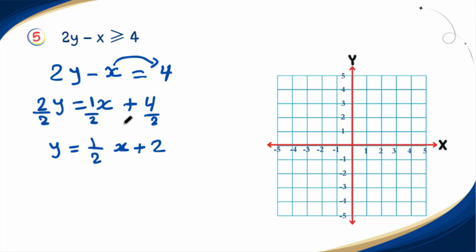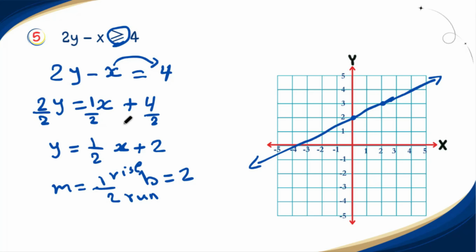Now the slope here will be half. The y-intercept here will be 2. Then we can start from 2 here, and rise 1 and run 2. Rise 1 up, 2 right. Then here, will the line be dashed or solid? There is an equal sign here, more than or equal, so we make it a solid line.